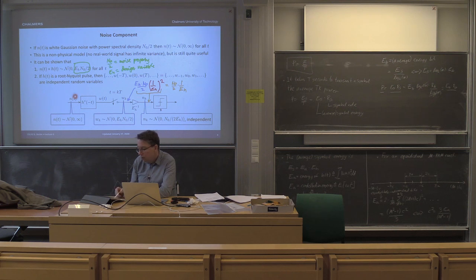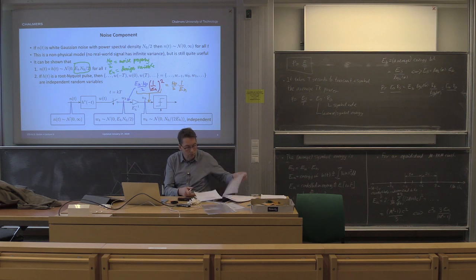Very good. So now we know how the noise goes through the receiver filter, what happens after sampling and the scaling. We get a noise sample here, which is a Gaussian random variable, zero mean with a certain variance. And they are also independent for different k. So any questions so far? Okay. So now we're ready to compute the error probability.